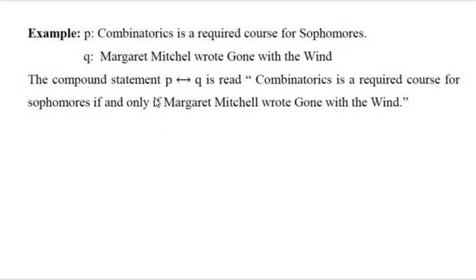For example, consider two propositions P and Q, where P is a proposition combinatorics is a required course for sophomores, and Q is a proposition Margaret Mitchell wrote Gone with the Wind. So the compound statement P if and only if Q is read as combinatorics is a required course for sophomores if and only if Margaret Mitchell wrote Gone with the Wind.